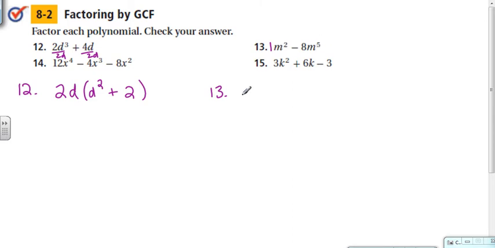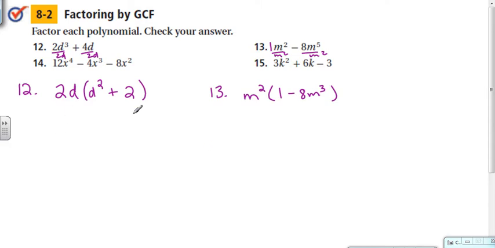This one has 2 m's, that one has 5 m's, so the most amount of m's in common is 2 of them. So basically what you're doing is you're dividing by m squared. So m squared divided by m squared is 1. Or if you think of it as missing multiplication, m squared times what gives me m squared? You've got to multiply by 1. Then m squared times what gives me negative 8m to the 5th? Well, it's going to be negative 8m cubed. I've got 2 m's, but I need 5, so I'm missing 3.